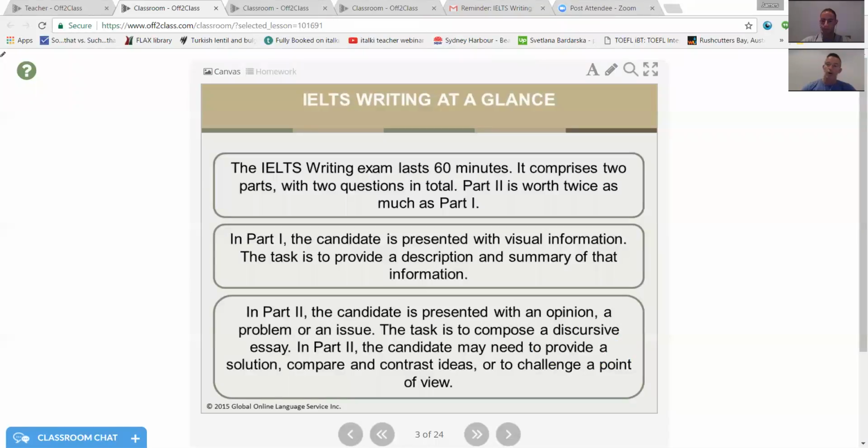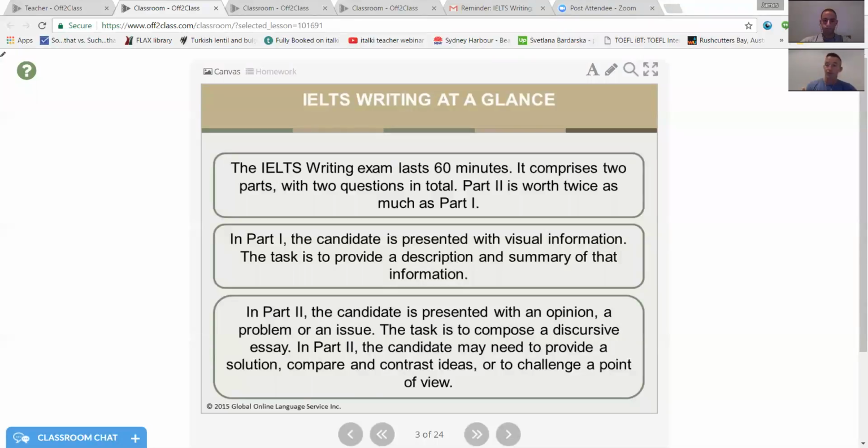In part 1, and I'm talking about the academic section, the candidate is presented with visual information, different visual types, and the task is simply to provide a description and summary of that information. So as the teacher, what you can really do is focus on language to do with summarizing and describing particular types of information.